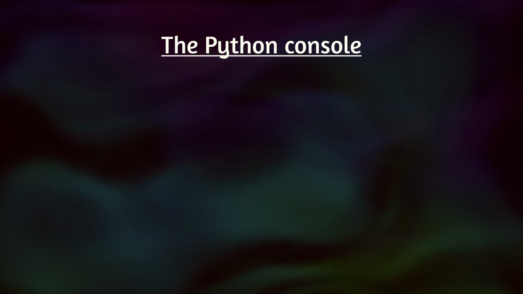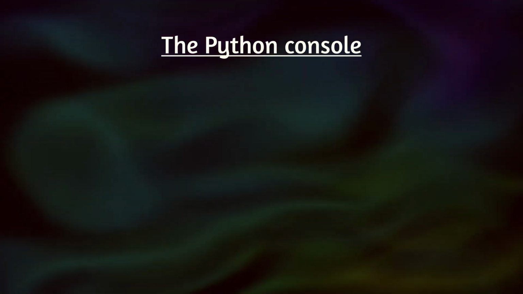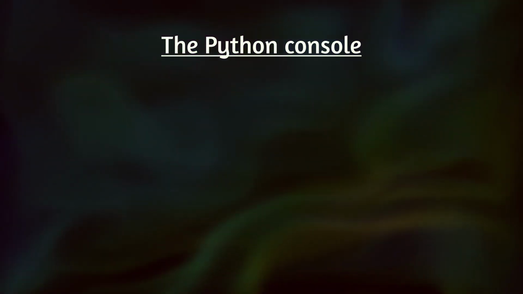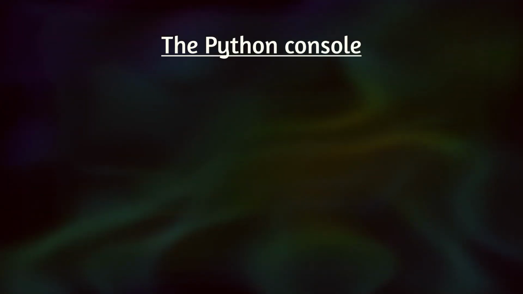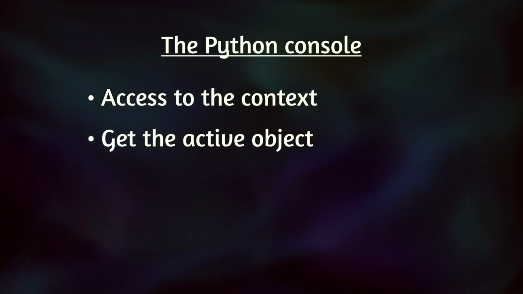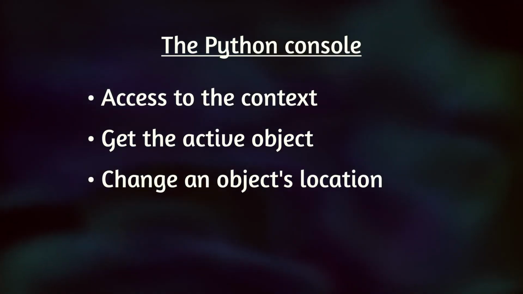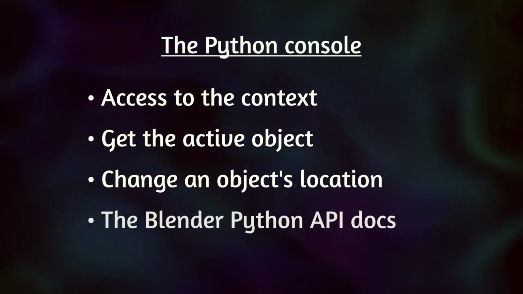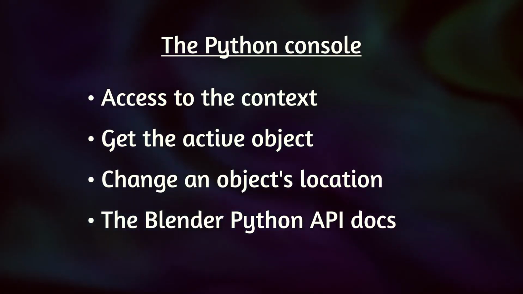In this first video, we start in Blender's Python console so we can experiment a bit. We see how we can use the context to get a reference to the active object and then change its location. We also take a brief look at Blender's documentation. So let's get started.